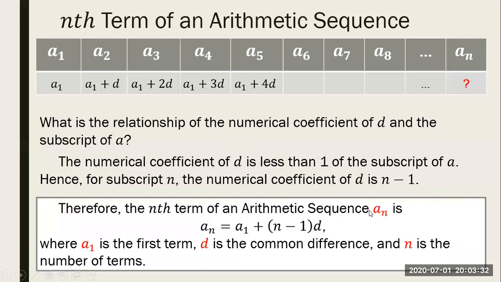Okay, so therefore, the nth term of the arithmetic sequence a sub n is equal to a sub 1, the first term, and then dito, numerical coefficient niya ay n minus 1 times the common difference. So, ito yung sinasabi kanina na relationship, n minus 1 times the common difference, where a sub 1 is the first term, d is the common difference, and n is the number of terms.